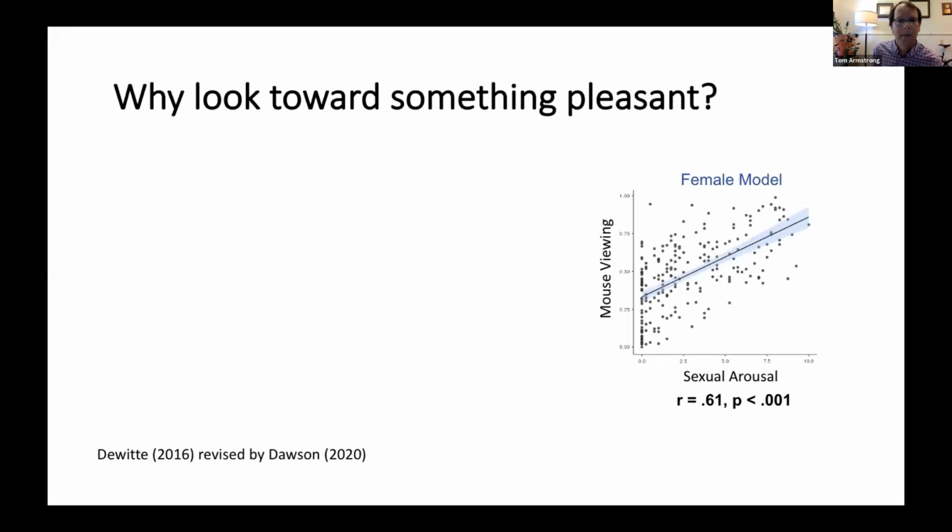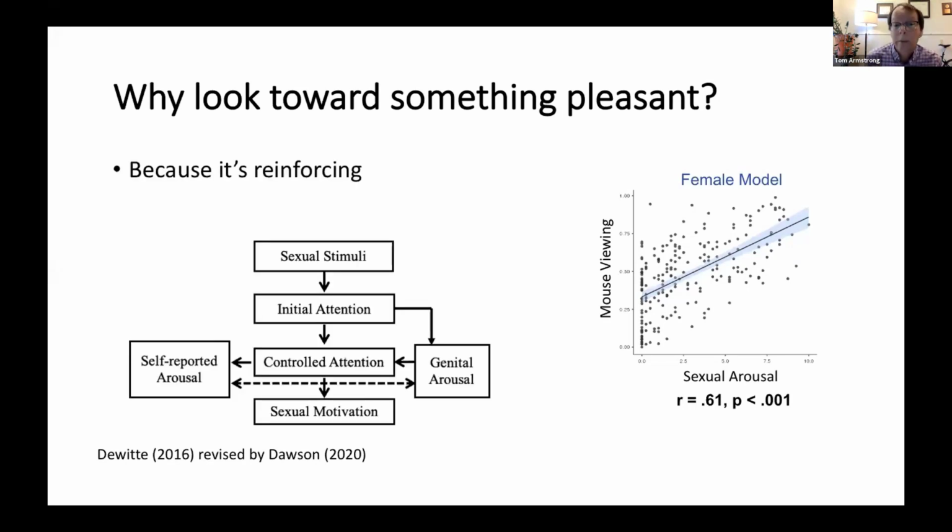Turning to Sonia's talk, we can also ask why it is that people look towards something pleasant in these tasks. And a simple answer is that it's reinforcing. Here is that model that we saw earlier that's been revised by Samantha Dawson to better parse attention. But controlled attention leads to self-reported arousal and also genital arousal, so things that are pleasant. So sustaining dwell on sexual images can be reinforcing.